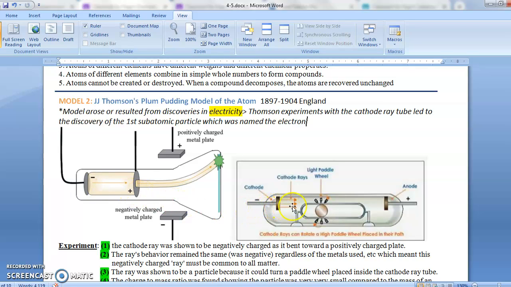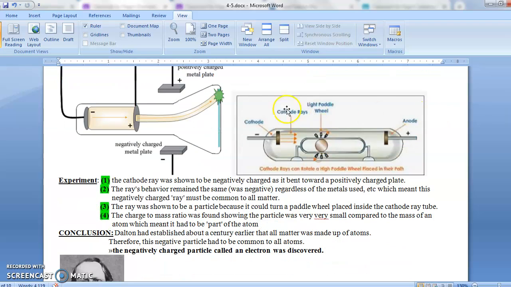Then he shot that cathode ray at a paddle wheel placed inside the cathode ray tube. So he took a small wheel and put it in there, and when the cathode ray hit that wheel, it caused the wheel to turn. And that let Thomson realize that whatever was traveling through that tube, that negative stuff going through that tube, had to be matter.